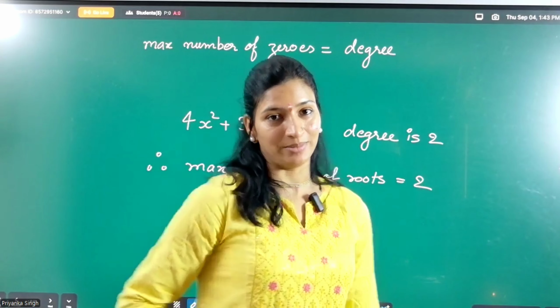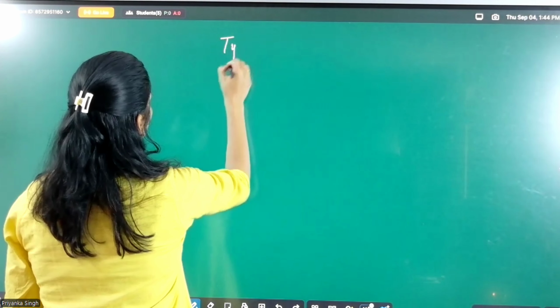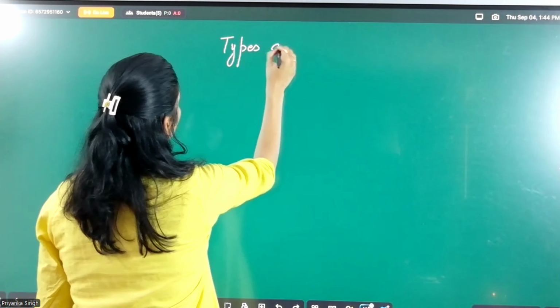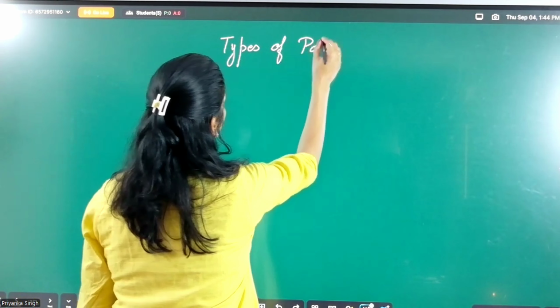Now let's try to understand how many types of polynomials are possible. So we are talking about types of polynomials now.